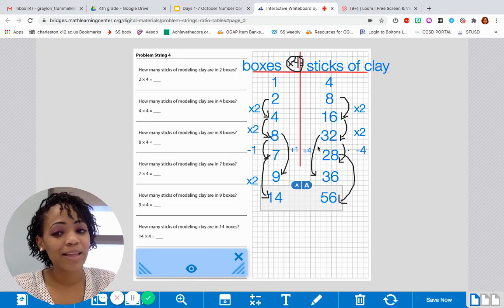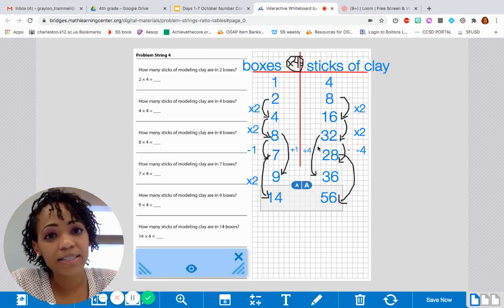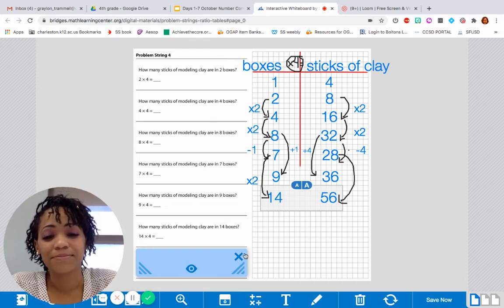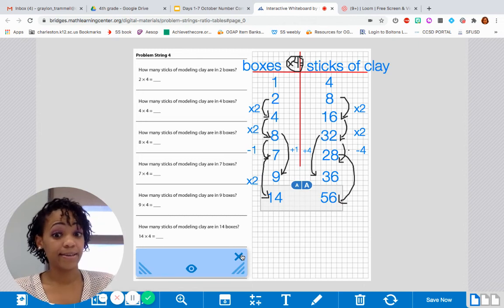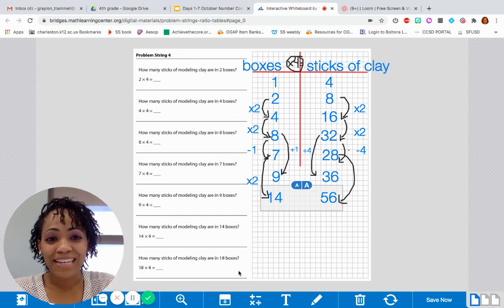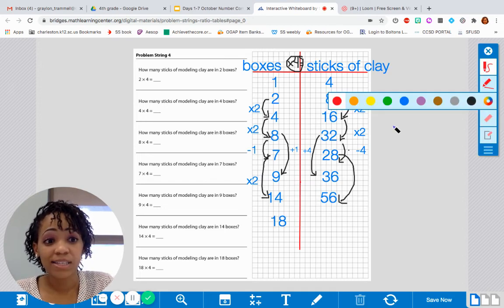I'm so proud of your hard work and dedication to figuring out these problems using our ratio tables. So here's the last one. And you're really going to have to think about it just like you've thought about these other ones. Are you ready? I hope so, because here it is. You can do it. 18 times 4. Use what we know. Go ahead and work it out. Who sees it?